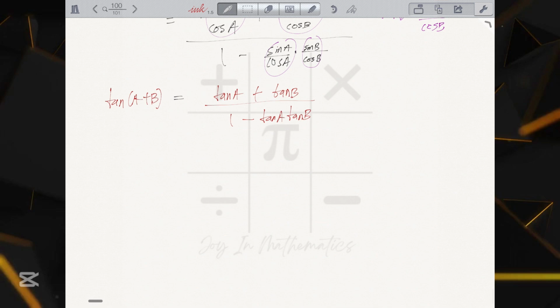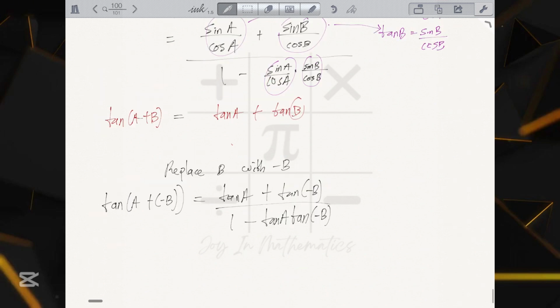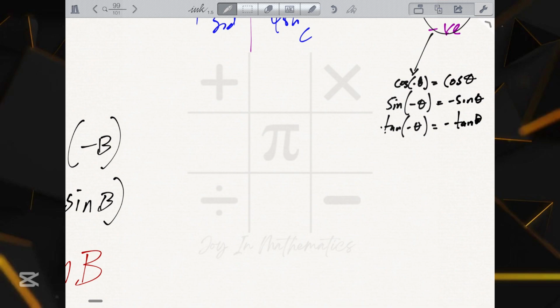Now to get an expression for tan A minus B, all we have to do is replace B with minus B. Wherever we see B, we change it to minus B. We'll have tan A plus minus B is equal to tan A plus tan minus B, divided by 1 minus tan A multiplied by tan minus B. Now we have to go back to see the expression for the negative angle of tan: tan minus theta is equal to minus tan theta.